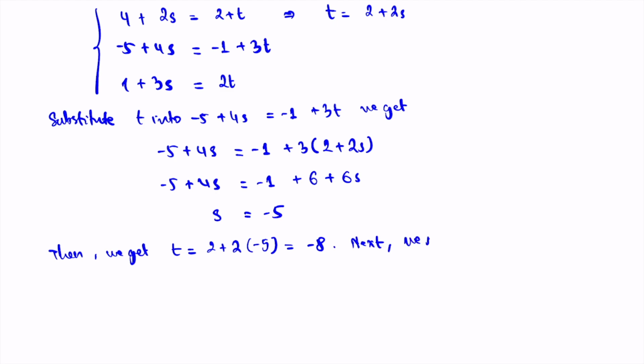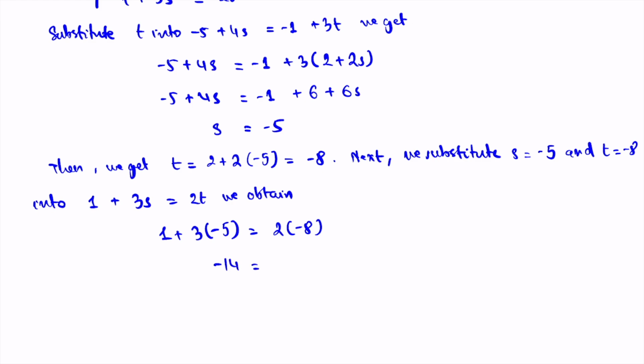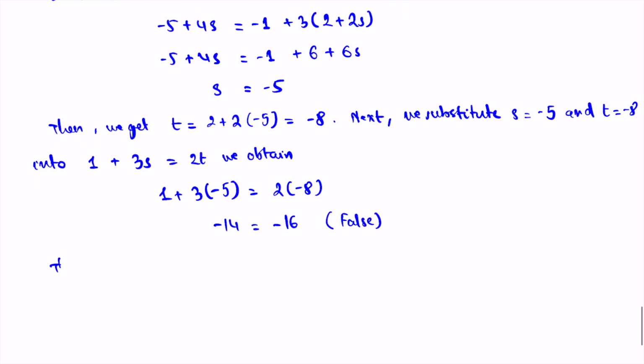Next, we substitute s equal to negative 5 and t equal to negative 8 into the last equation in the system, which is 1 plus 3s equal to 2t. We obtain 1 plus 3 times negative 5 equal to 2 times negative 8. On the left-hand side, you get negative 14, and on the right-hand side, you get negative 16. So this is a false statement. Therefore, this implies that L1 and L2 are skew.